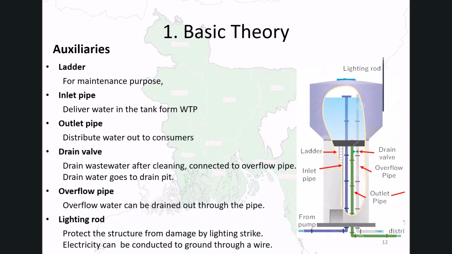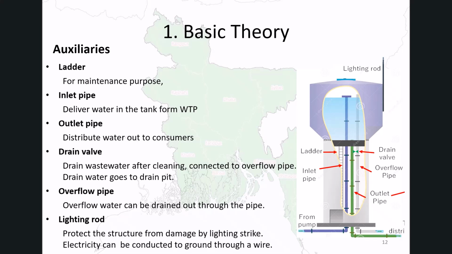Here are the auxiliary components of the overhead tank. First, the ladder is provided for inspection and maintenance purposes. The inlet pipe delivers treated water from the water treatment plant into the tank, while the outlet pipe distributes water from the tank to consumers. The drain valve is used to discharge wastewater after cleaning, directing it to the drain pit. The overflow pipe safely removes excess water when the water level exceeds the limit.